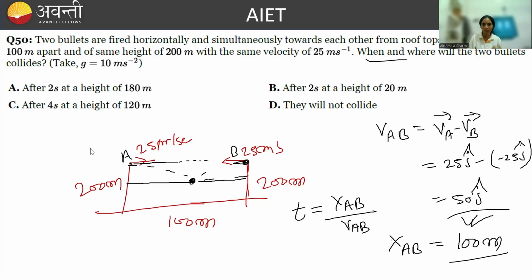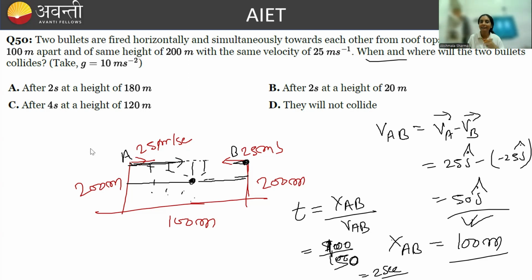Again, the effect of gravity will be there, and A will also sag downward. But just for your clarity, in the horizontal direction there is no acceleration. So horizontally it moves forward with a speed of 50 meter per second and the horizontal separation is 100 meter. Time taken will be 100 by 50, distance by speed, which is equal to 2 seconds. So in 2 seconds, they will collide.